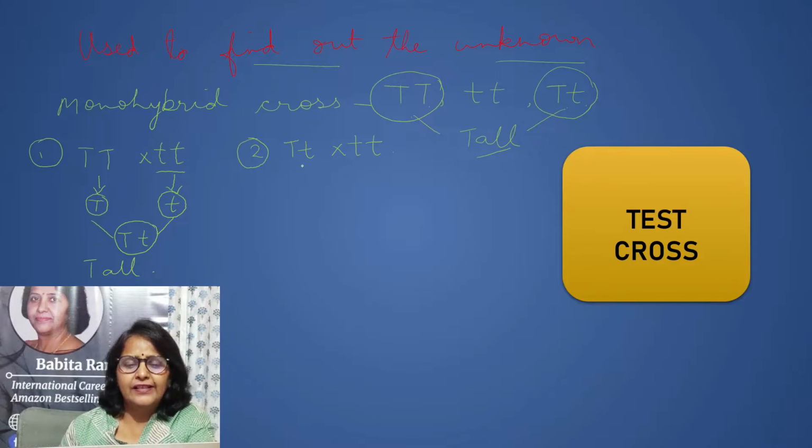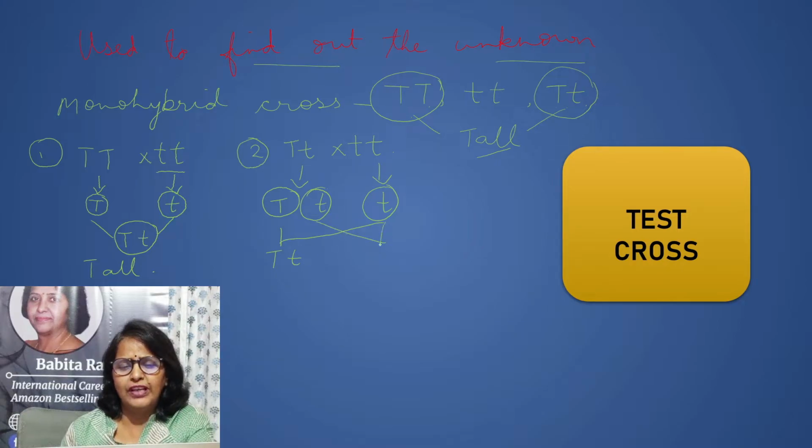In this case, two types of gametes will be formed. In this case, only one type of gamete will be formed. So in F1 we have capital T small t and small t small t. So tall and dwarf are formed in the ratio of 1:1.